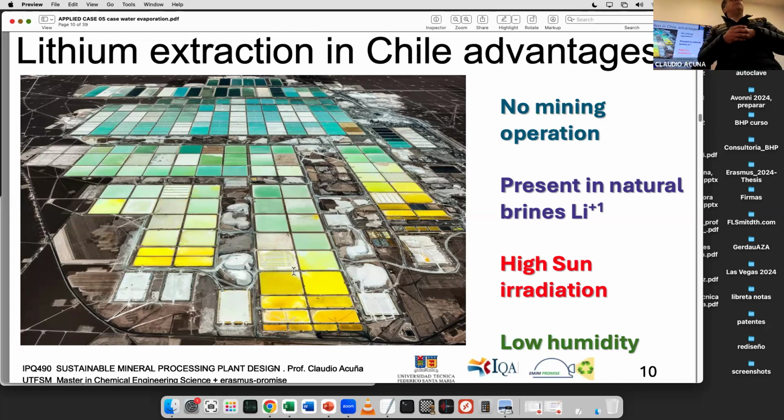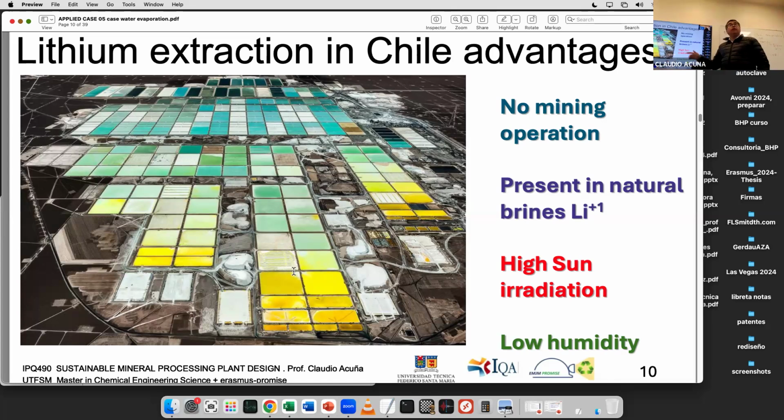But they are doing it because it's important for them. In our case, we have lithium in solution, 0.2%. This is a lot, by the way. But it requires to be concentrated. So it's natural occurrence, we have lithium. Natural occurrence. Very good for us. High sun irradiation, a lot. It's the highest in the world for solar panels, all this stuff. Highest. So that helps to evaporate.